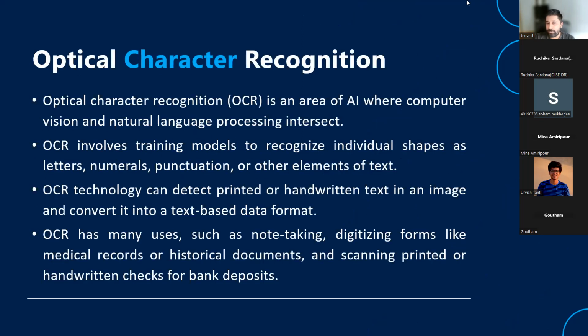Next is OCR. We've already discussed this. OCR is basically when you have some data and you want to read the text out of an image. That's the basic working of OCR. Let's look at the points real quick. Optical character recognition is an area of AI where computer vision and natural language processing intersect. Please understand this. I told this to you when I was talking about NLP. NLP is the human interaction, right?